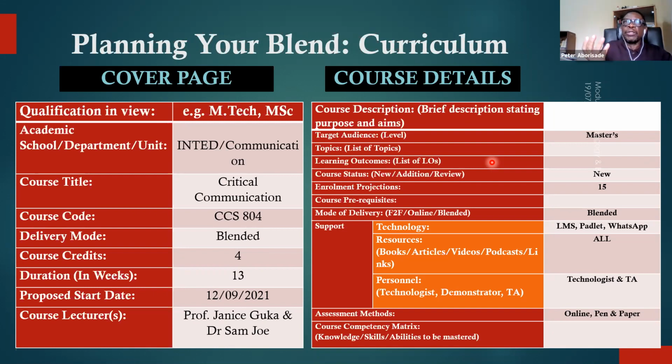If they are going to learn to be able to define and apply, say so. If they are going to be able to do this, write this, teach this, construct this, say so. That will help you at the end of the course to know whether your students have acquired everything or only a few of what you set out to do. Course status, whether it is new, addition, or review. In our case, it's new.